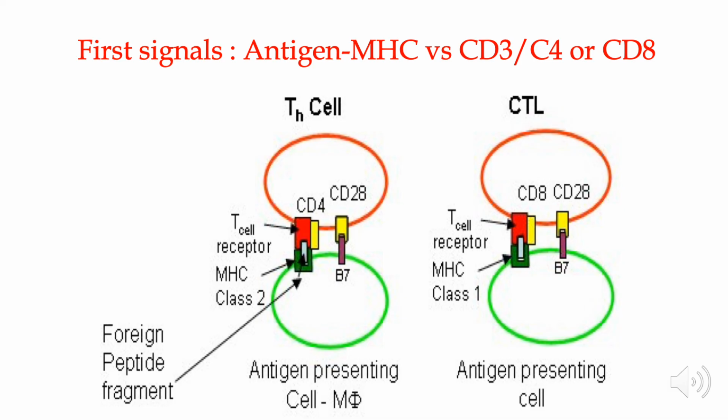So I will use MHC class 2 as an example. So this is your antigen presenting cell. This is the MHC class 2 with the loaded antigen. And then this MHC class 2 and antigen will interact with the T cell receptors and CD4. The interaction of all of these structures or receptors will provide the first signal.